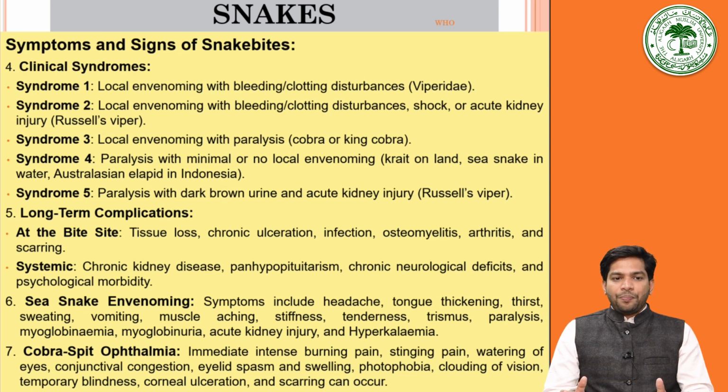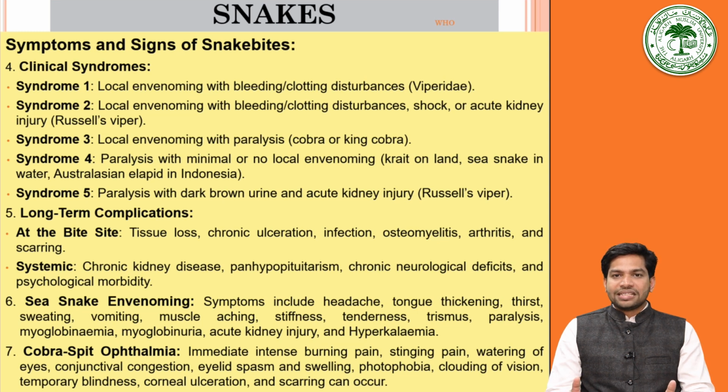Then syndrome 5 is paralysis with dark brown urine and acute kidney injury. That is highly suggestive of myoglobinuria, that is, a musculotoxic snake is there. So accordingly, we have to manage the patients. So this is the syndromic approach for the management of snake bite cases. Then the long-term complications with respect to snake bite: at the site of the bite, there could be necrosis as we already saw. Then tissue loss, chronic ulceration, infection, osteomyelitis, arthritis, and scarring could be possible. And the systemic chronic effects could be chronic kidney disease, panhypopituitarism, chronic neurological deficit, and psychological morbidity.